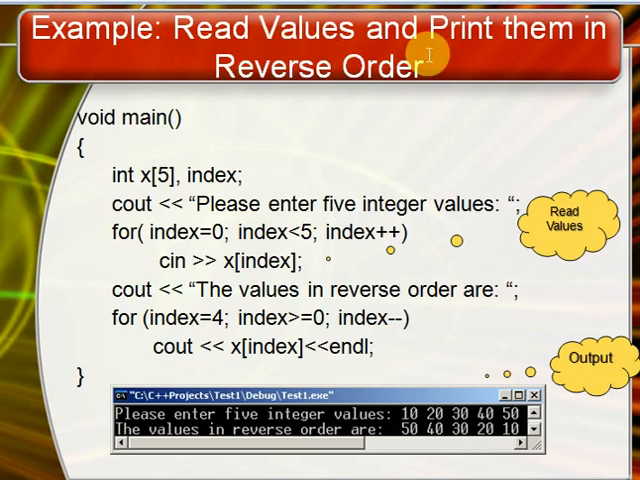Simple example: read values and print them in reverse order by using an array. In the main function, int x[5]; x is an array having a capacity of 5 elements. Index is basically the loop control variable. A user defined text message, then the for loop statement to process this array having 5 elements, reading these 5 elements from the user. Another user defined text message to display values in reverse order. The for loop statement displays elements of the array in reverse order, starting from the maximum index, that is 4, while index is greater than or equal to the lowest possible index, that is 0, index--, and displays x[index]. It's a sample output of this program.